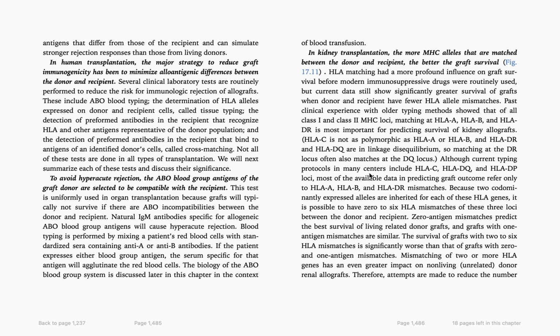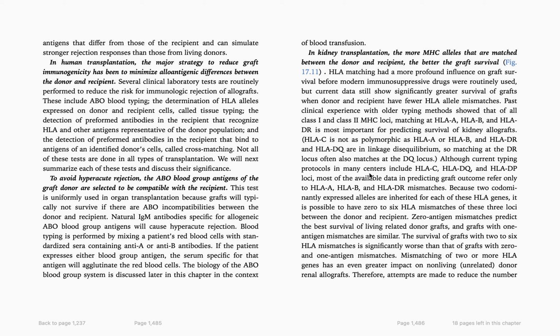This includes ABO blood typing; determination of HLA alleles expressed on the donor and recipient cells, called tissue typing; the detection of preformed antibodies in recipients that recognize HLA and other antigens representative of the donor population; and the detection of preformed antibodies in recipients that bind to the antigens of an individual donor's cells, called cross-matching. Not all of these tests are done in all types of transplantation. We will next summarize each of these tests and discuss their significance.